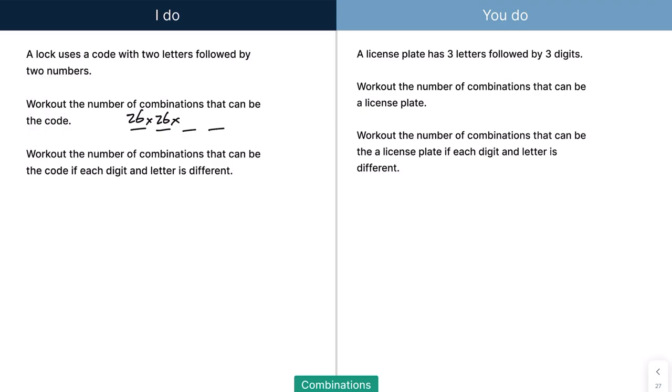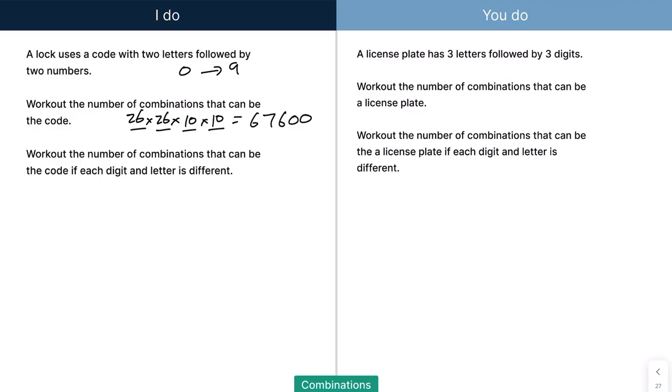And how many numbers can we have? It just says numbers. So we can have 10 numbers altogether, because numbers go from 0 all the way to 9. And again, we can have 10 here. So the answer here just becomes 26 times 26 times 100, which is 67600.